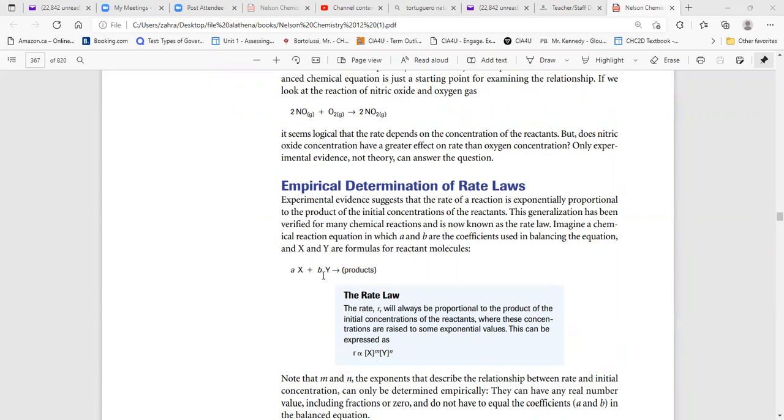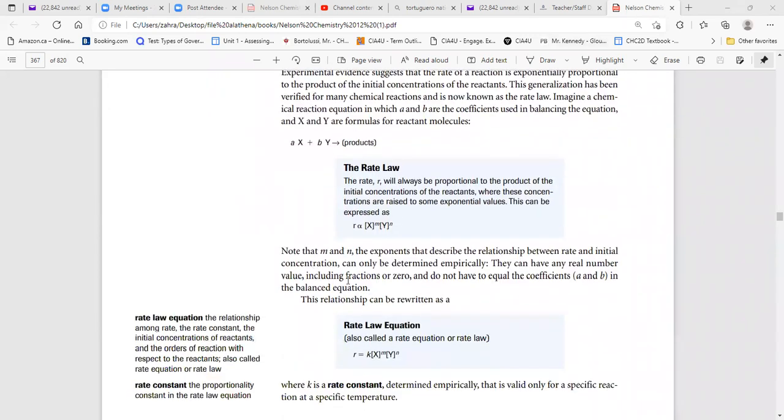Let's say in general we have aX plus bY, where X and Y are your reactants, and a and b are the coefficients. Then the rate is proportional to the concentration of X and the concentration of Y, basically your reactants. And the powers of these concentrations are m and n. We find this m and n experimentally.